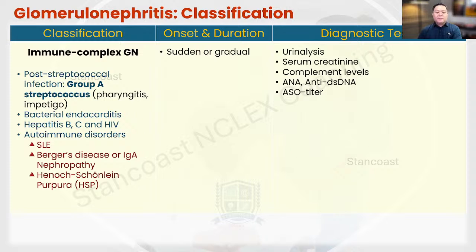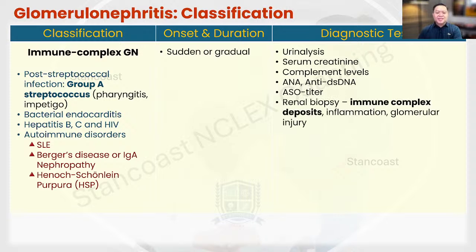Now, we're going to talk about the renal biopsy. So what is this? This is going to involve getting a small tissue from the kidney, of course, going to be done in surgical technique, and this is going to be examined under the microscope.